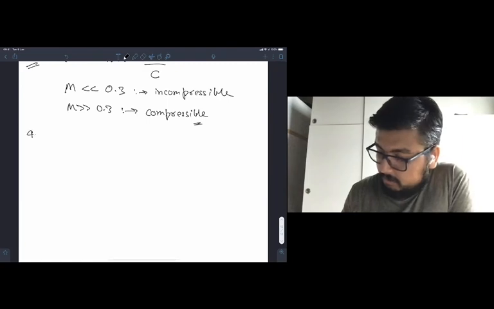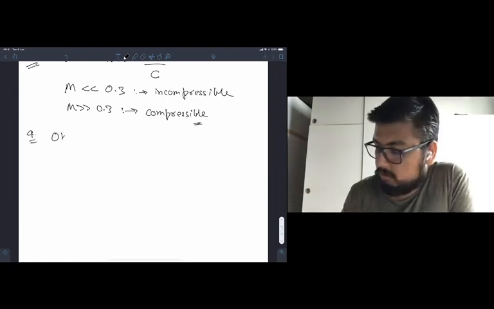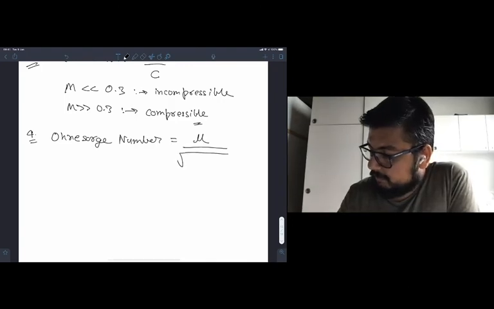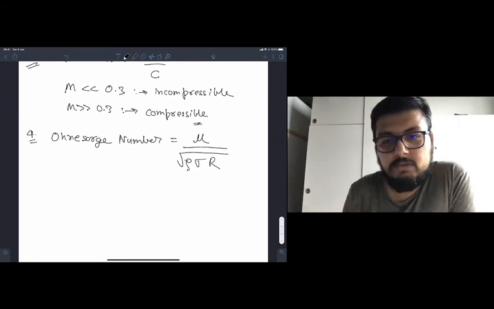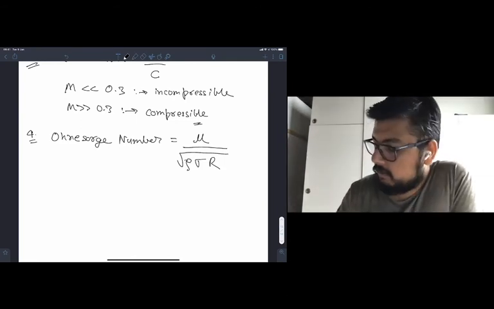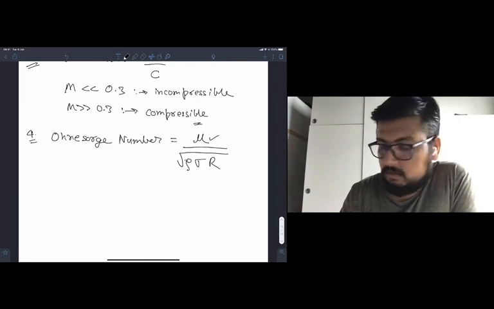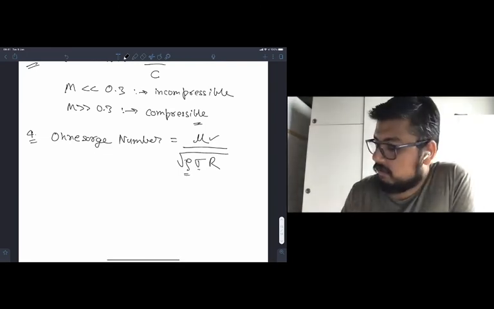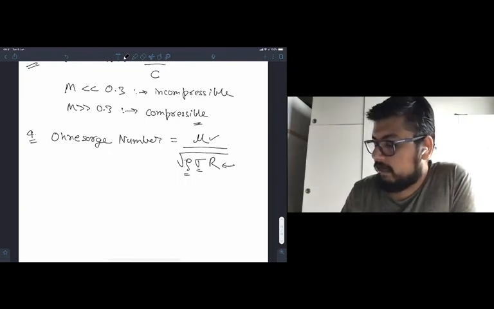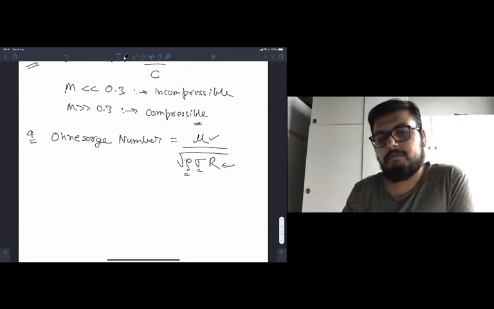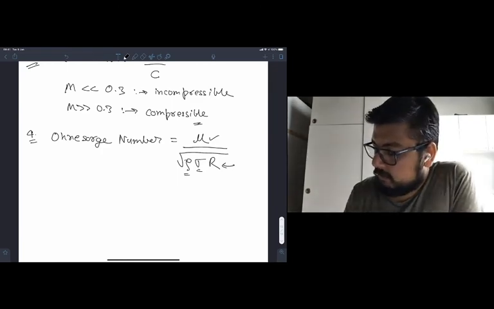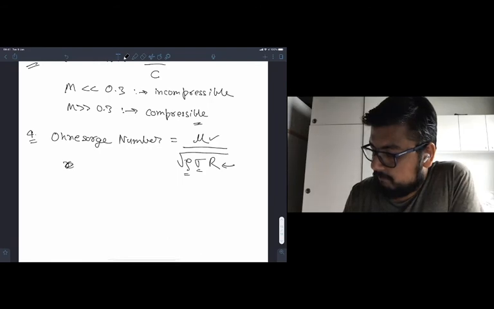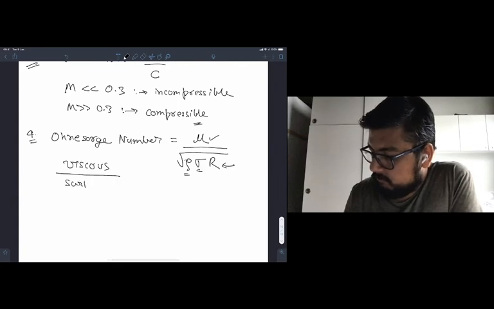There are other numbers, such as we can also define an Ohnesorge number, which is given as this. So this number is mainly used in cases where you have bubbles or droplets. There, mu is the viscosity of the liquid, rho is its density, sigma is the surface tension coefficient, and r is the length scale. In case of droplets and bubbles, this is the radius of the said drop or bubble. And this one is nothing but a comparison between the viscous forces and the surface tension forces.